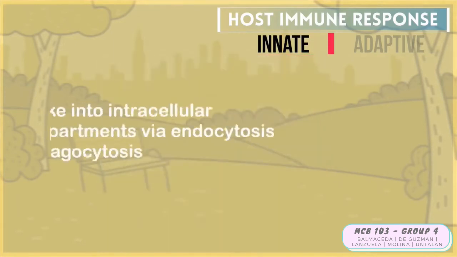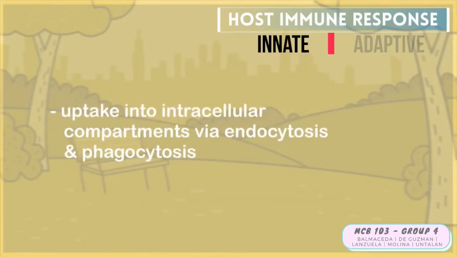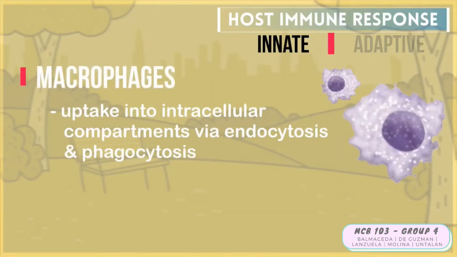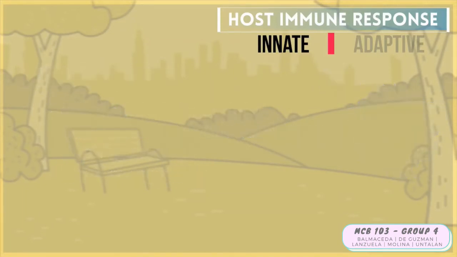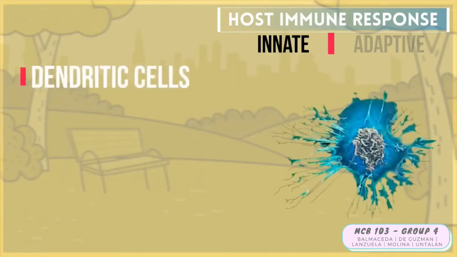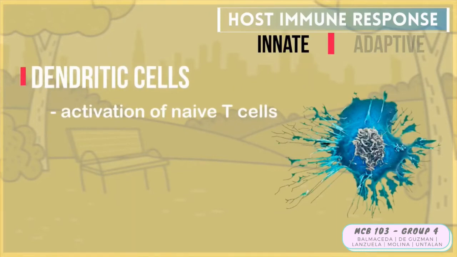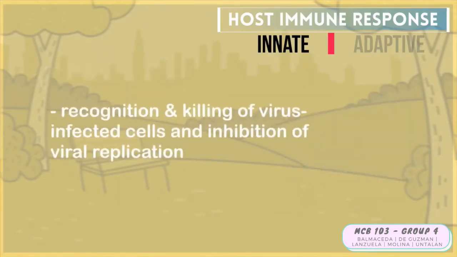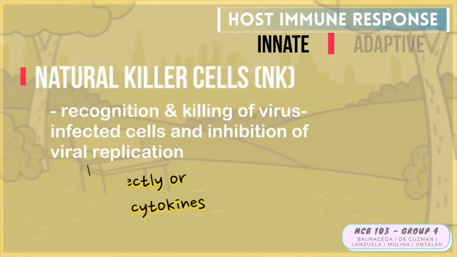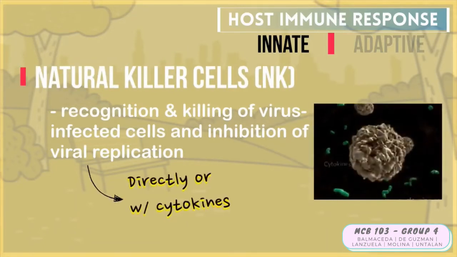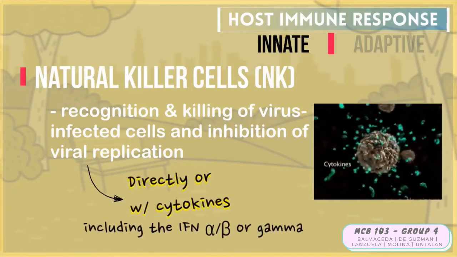The uptake of rabies virus into intracellular compartments via endocytosis and phagocytosis is accounted to macrophages, which also play a role in the virus recognition. Antigen-presenting cells such as dendritic cells function in the activation of naive T cells. The recognition and killing of virus-infected cells and inhibition of viral replication are mediated by natural killer cells, whether directly or with the assistance of cytokines including IFN alpha, beta, or gamma.